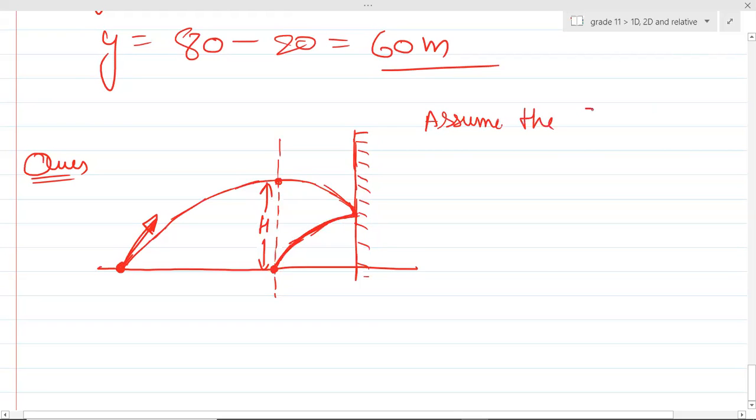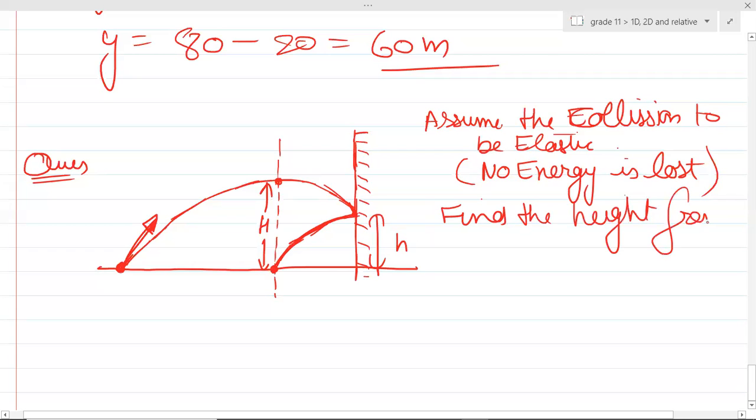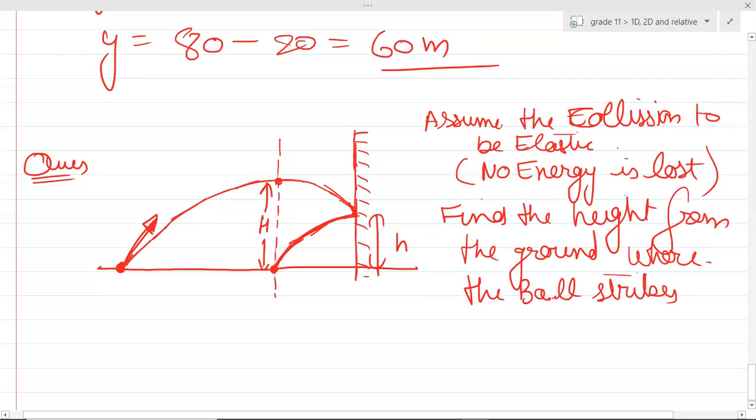Although, इसका मतलब मैं समझा दूंगा what is meant by this statement. Meaning the wall was elastic and it gave a force back to the ball. Exactly. So basically, no energy was lost doing this thing. A negative force, basically. Yes. Now the question is, find the height from the ground where the ball or the stone, whatever it is, strikes the wall. So basically, what do you need to find? You need to find out this h.